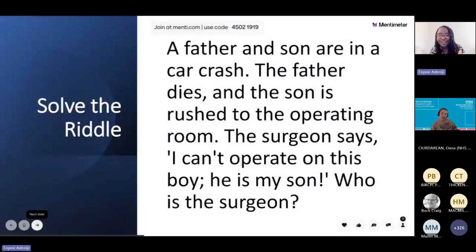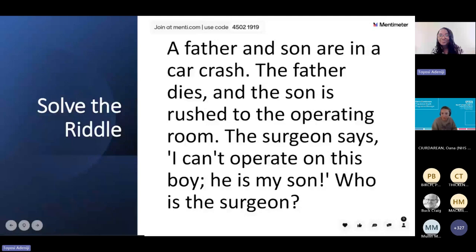I've got this riddle on here. I'd love to find out your thoughts about it. And preferably for this one, maybe you want to put the responses in on the Teams chat for this particular riddle. So a father and son are in a car crash. The father dies and the son is rushed to the operating room. The surgeon says, I can't operate on this boy. He is my son. Who is the surgeon? I'd love to hear your thoughts on this. Who is the surgeon?